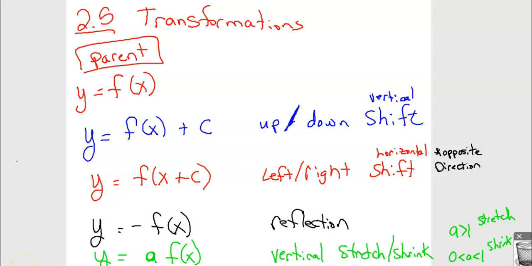This is 2.5 transformations. We just got done learning 2.4 and some of the common parent functions. And now what we're going to learn is how to transform them. Again, make sure you know how to do parent functions of the common functions that we did. So you might want to relook at those, make sure that you're familiar.